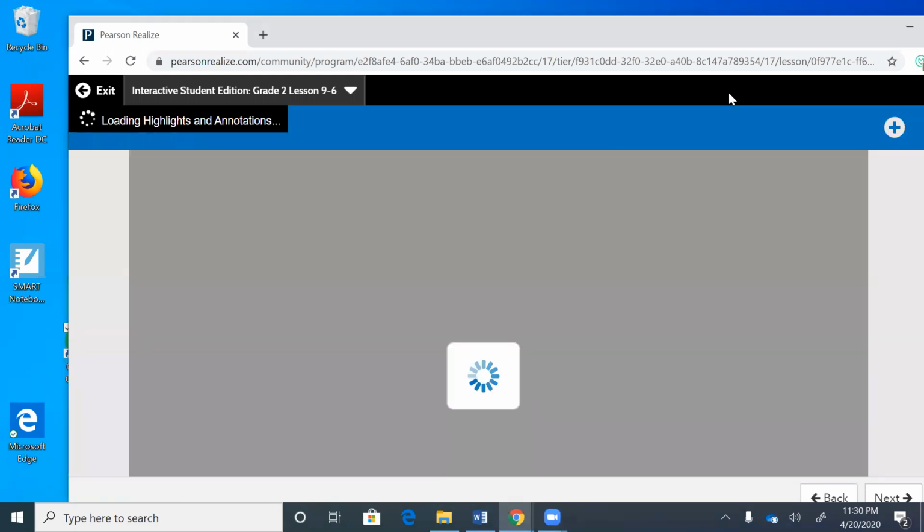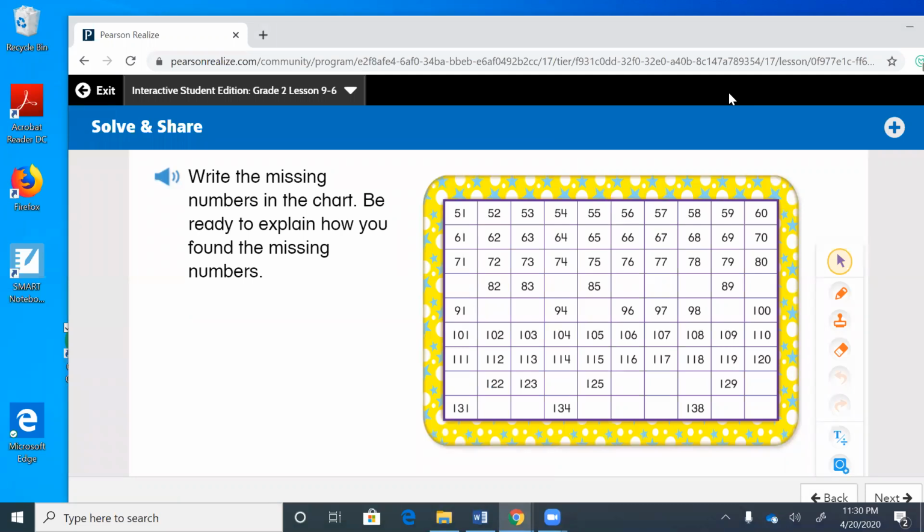Let's start with the solve and share. Write the missing numbers in the chart. Be ready to explain how you found the missing numbers. Now, we could just count, right? That's the slow way. Let's look for some patterns.